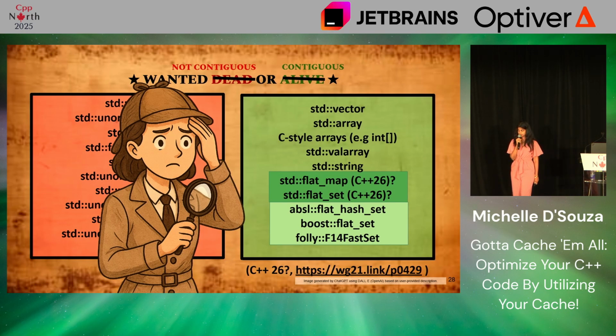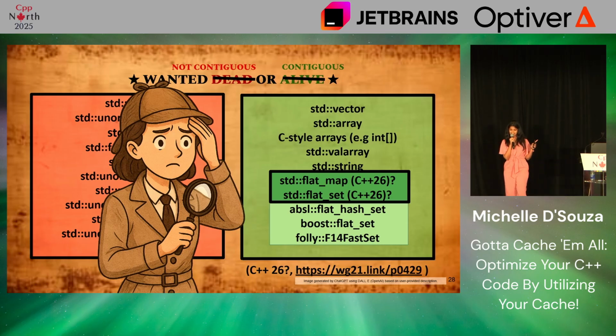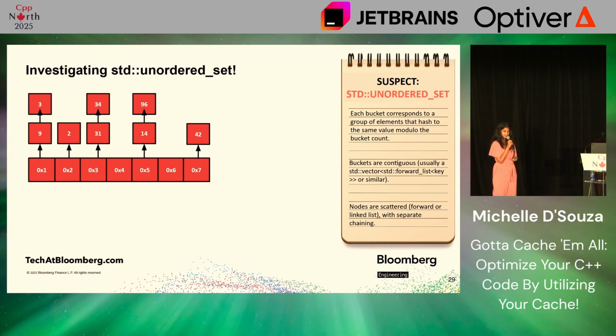Detectives, something is suspicious on this slide. Notice how there's only a flat map and flat set in the standard that hopefully comes out in 26. There's no unordered version. Is that not strange?